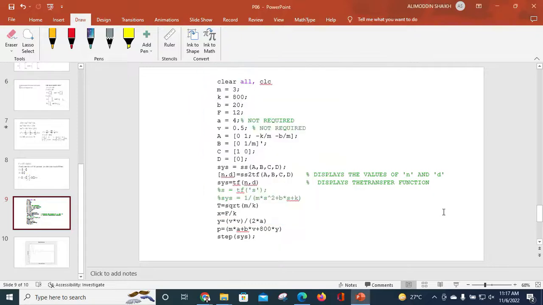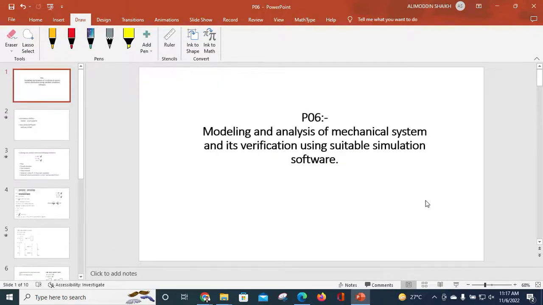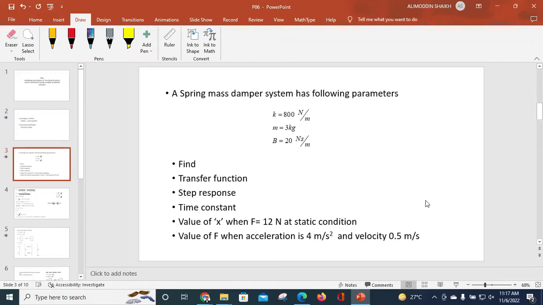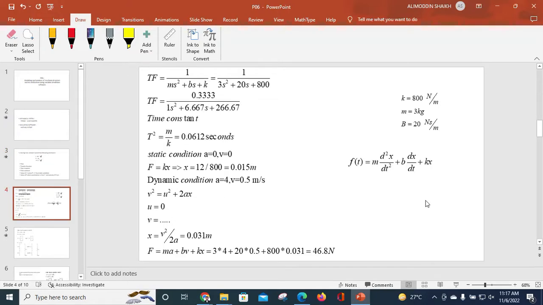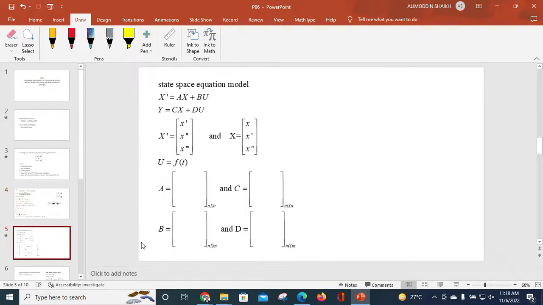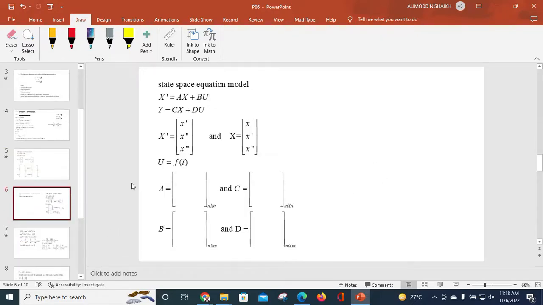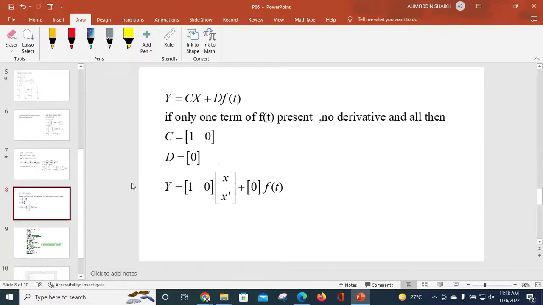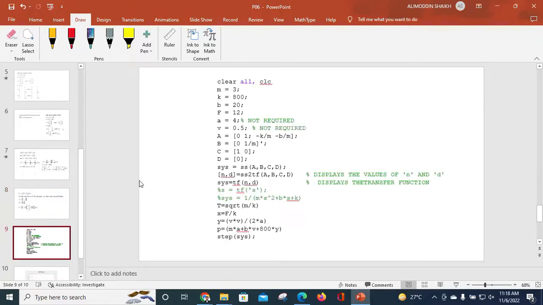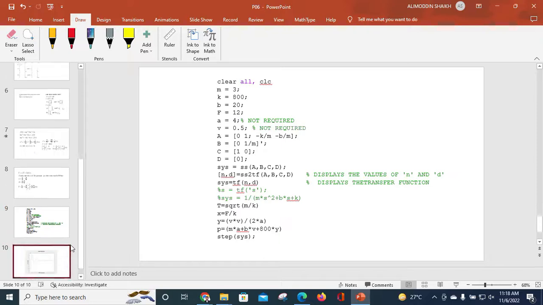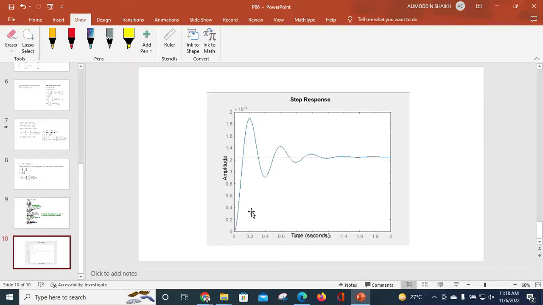Now what you have to do while writing the practical: the theory part I have given, and I will give you the word file. These calculations you have to do with your own handwriting. Then whatever code there is, you have to take a screenshot of this code, and a screenshot of this response.